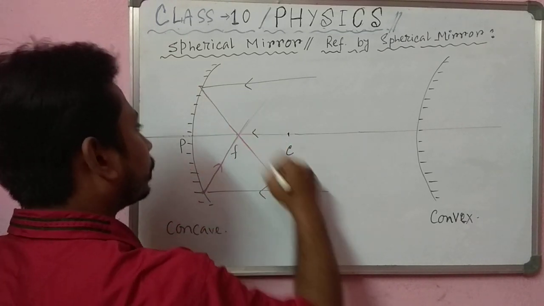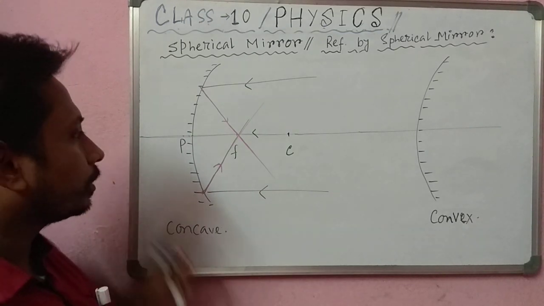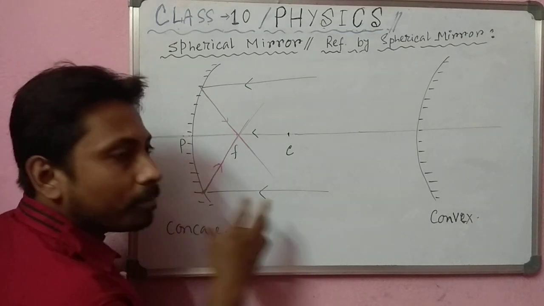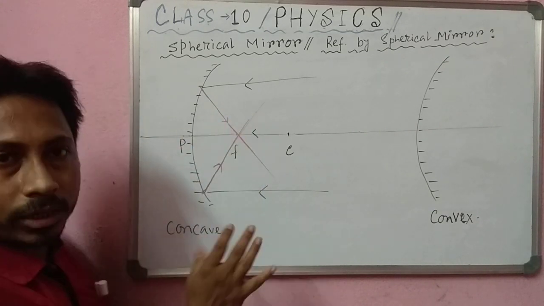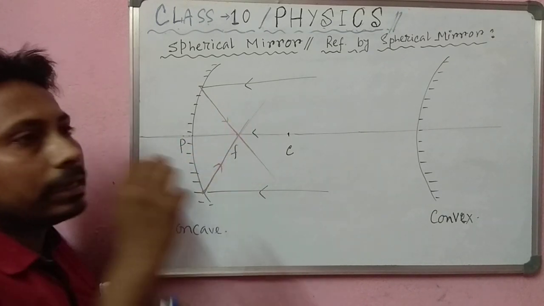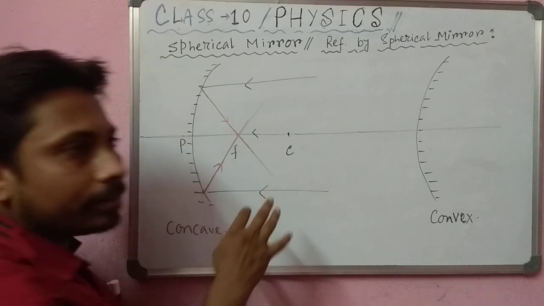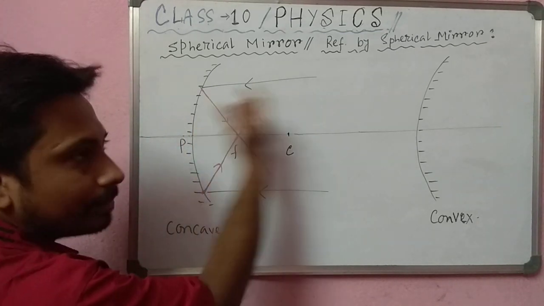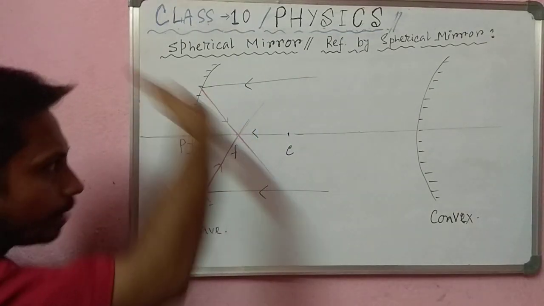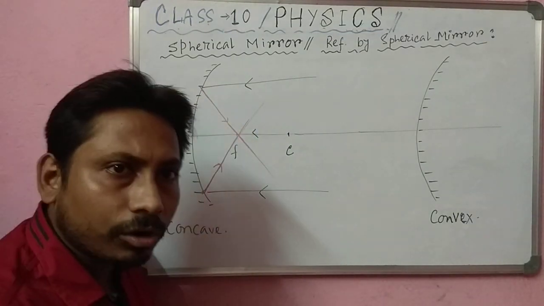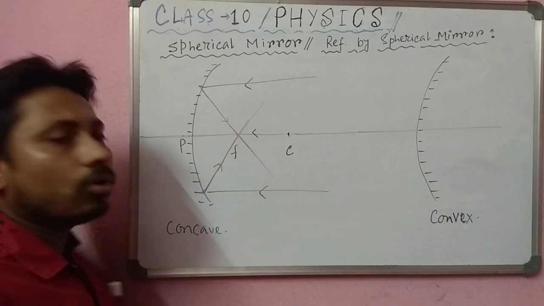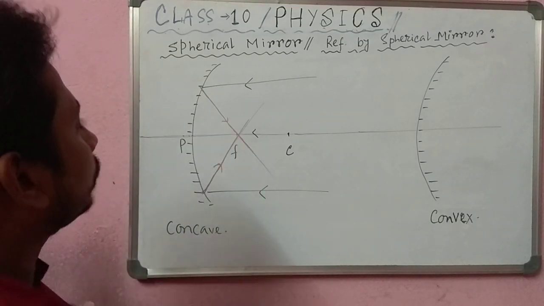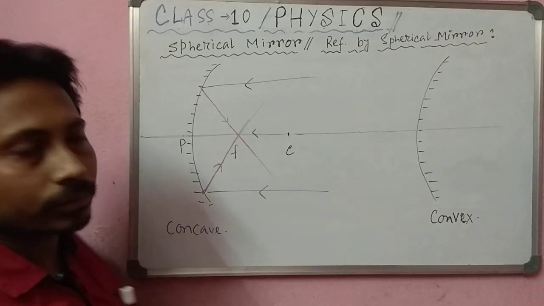Get it? Students, you listen. You must draw the arrow. You must put arrows in the ray diagram, showing where the ray comes in and where it goes out. You must show it with the help of these arrows. Okay, so this is the ray diagram for parallel rays of light.